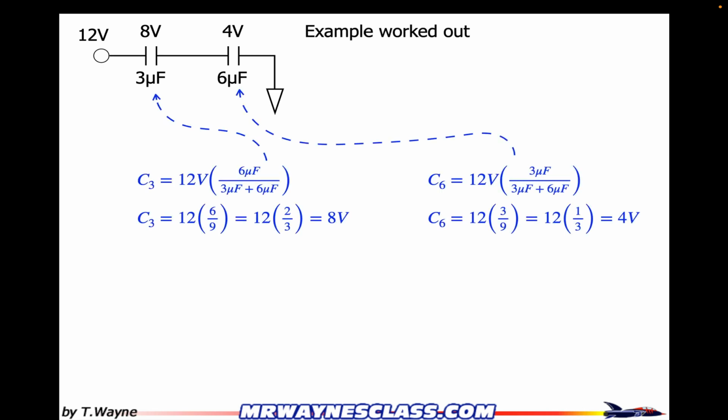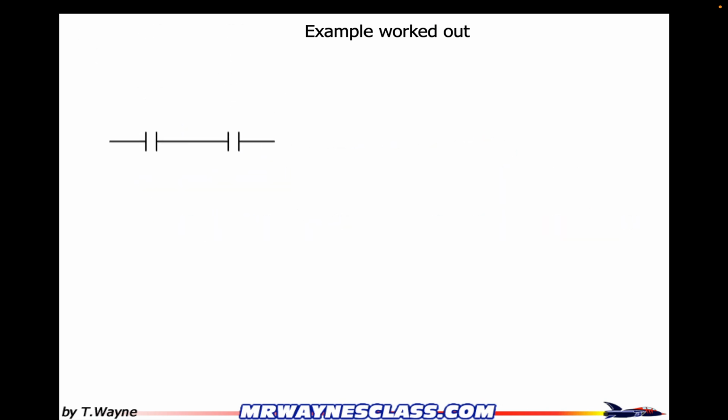So if I wanted to look at this circuit, I can see my 8 and my 4, but here's where they came from. I took my 12 volts and multiplied it by rule number 2 to get 8 volts. The same thing for the 6 microfarad capacitor to get my 4 volts. Notice that whatever capacitor I'm looking at, say the 3 microfarads on the left, in the formula I put the 6 microfarads. I don't put the 3 in, I put the 6. And I do the opposite on the other side for the other capacitor.